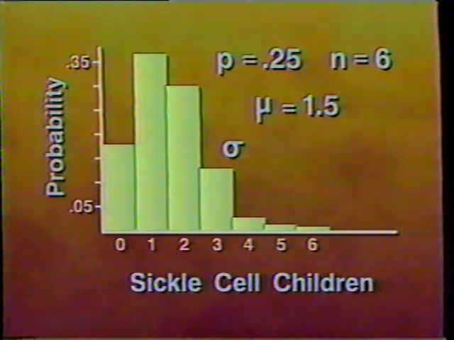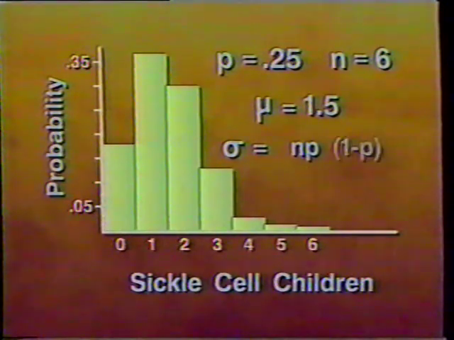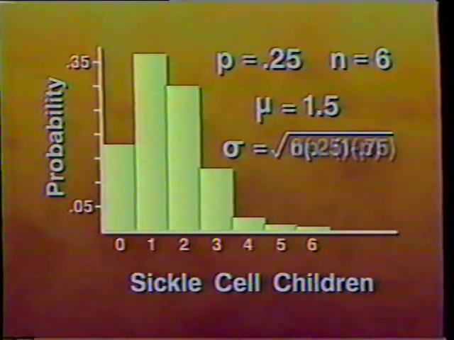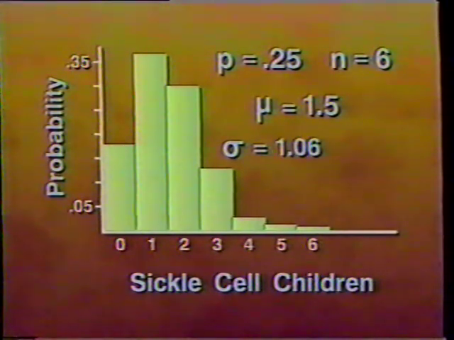Finding the standard deviation of a binomial distribution is also a snap. Here's the formula. Multiply the number of trials n by the probability of a success on a single trial, p, and 1 minus that probability, 1 minus p. That gives us the variance. So to get the standard deviation, we take the square root of the whole thing. In families of 6 children, then, we need to take the square root of 6 times 0.25 times 0.75, which equals 1.06. This binomial distribution has a mean of 1.5 and a standard deviation of 1.06.